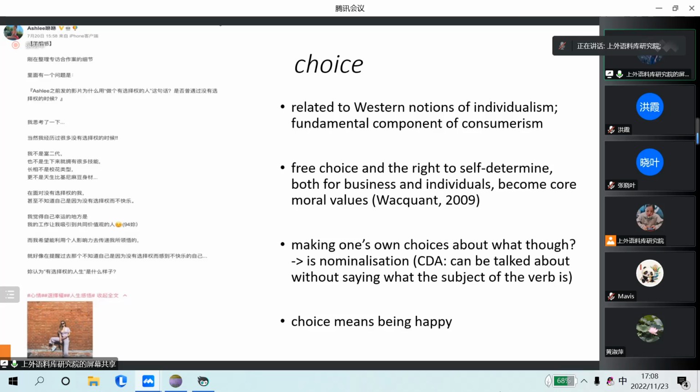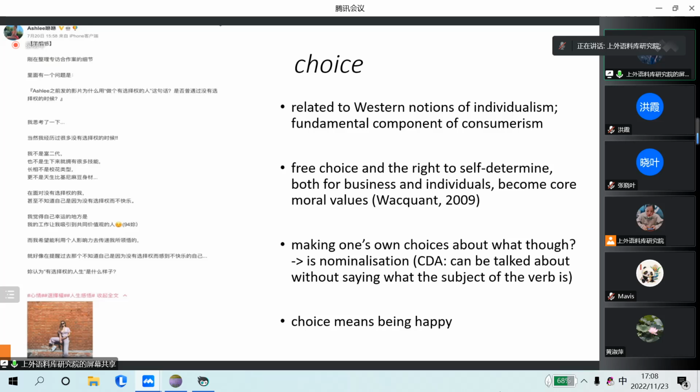So here, choice is related to Western notions of individualism. It's a fundamental component of consumerism. In capitalism, you have a choice as a consumer. You're not a citizen, you're a consumer, and you can choose what product you want to buy. Okay, so free choice and the right to self-determine for business and individuals both become core moral values. So it's not just, you know, it's a way of living. It's having good morals to be able to have choice.